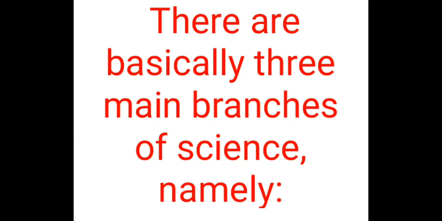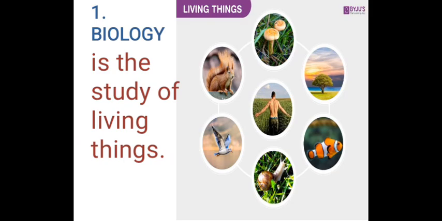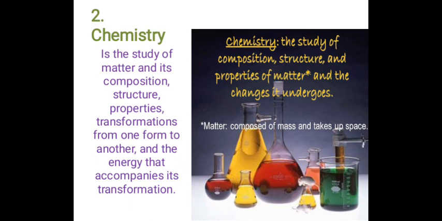There are basically three main branches of science, namely: 1. Biology, which is the study of living things. The second one is chemistry. Chemistry is the study of matter and its composition, structure, properties, transformation from one form to another, and the energy that accompanies its transformation. It studies the composition, structure, and properties of matter and the changes matter undergoes. Matter is composed of mass and also takes up space.